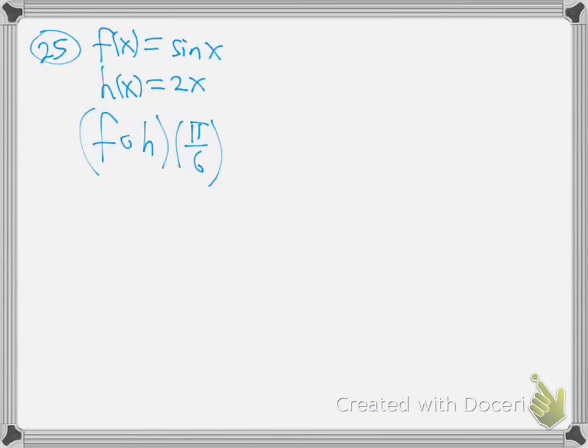So okay, there's the question. f of x is sine x, h of x is 2x, and they want f of h of pi over 6. What's that little circle floaty thing in the middle between the f and the h? This little guy, remember that?